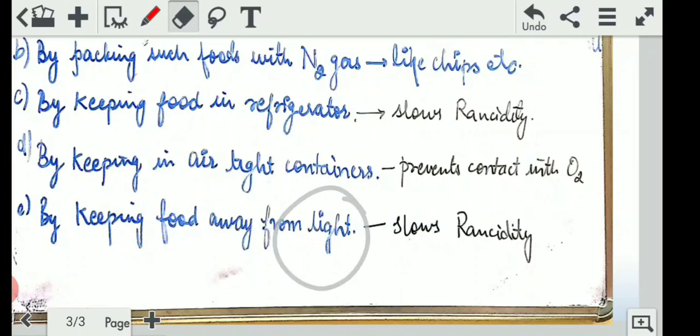Now what is the concept of light? लाइट के साथ भी सेम कॉन्सेप्ट है जैसा रेफ्रिजरेटर के साथ है. जब लाइट नहीं होती, the speed of the reaction is slowed down. तो light is something which fastens the reaction. Obviously when there will be more light, oxygen becomes active in light. जब लाइट नहीं होगी, there is a dark environment, oxygen is slow there, so therefore that reaction slows down at a very slow rate like that in the refrigerator. So it also slows down rancidity.